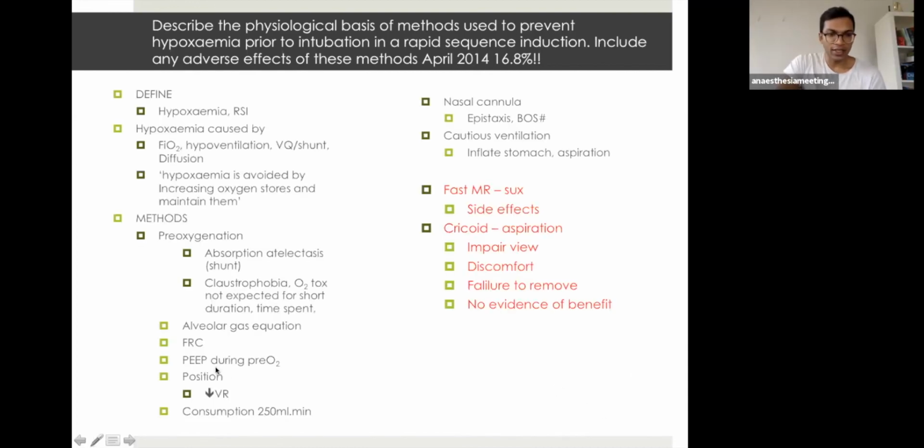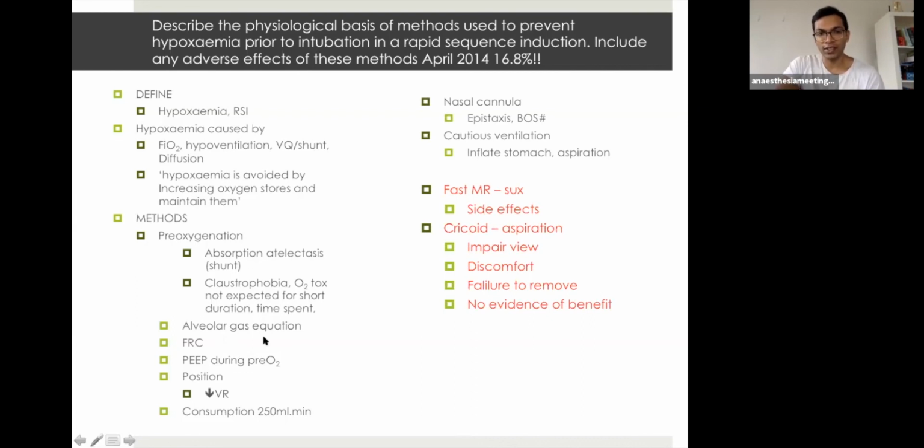Yeah, that's all right. So I've just gone through each of these things that I could put, anything I've ever heard about that I would use in a rapid sequence induction to prevent hypoxemia, and just talked facts about it.